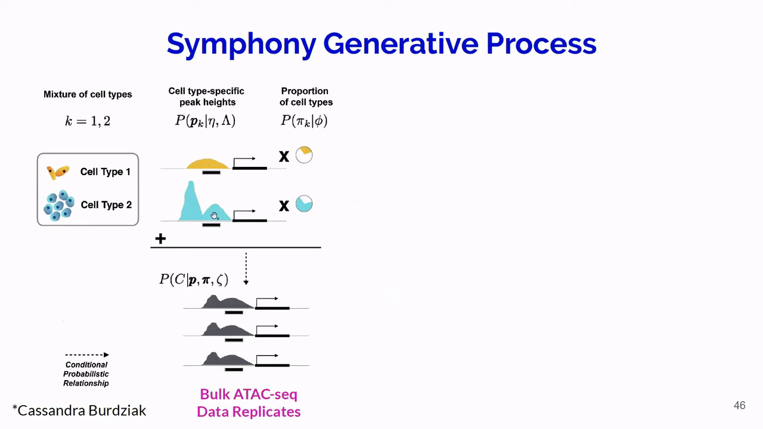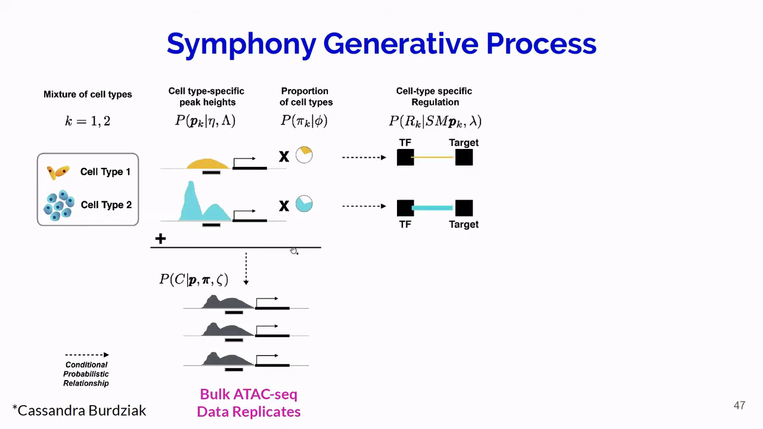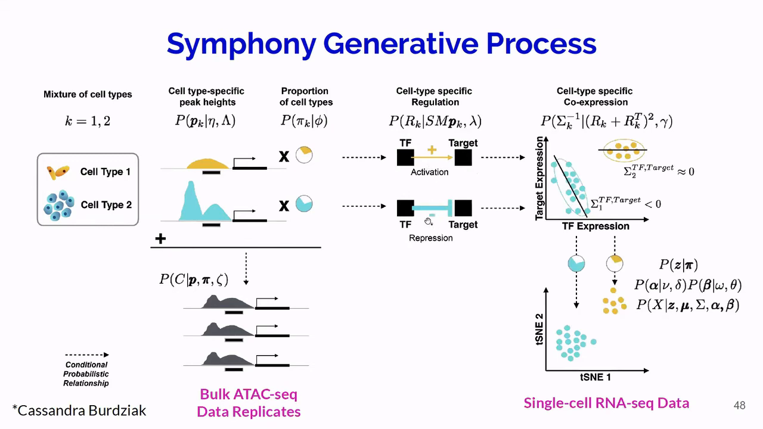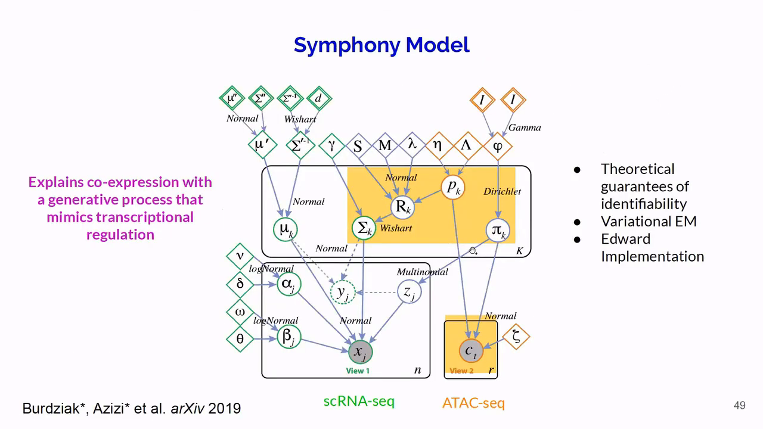Combining these accessibility profiles with motif information in the accessible peaks, we can have ideas of predicting what transcription factors could potentially be regulating target genes. And the function, meaning activation or repression, and the strength of the regulation could be informed through the co-expression patterns between the transcription factor and the target in different cell types, which is seen in the single cell RNA-seq data. So we have these 2 observations of ATAC-seq and single cell RNA-seq, and these 3 parameters are the main latent variables that we're trying to infer.